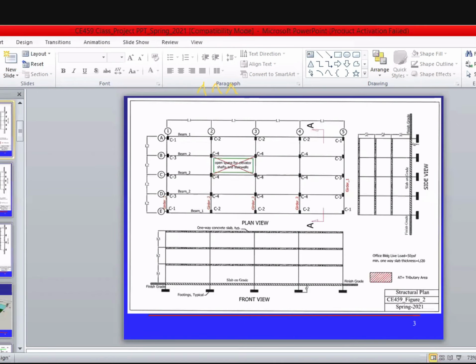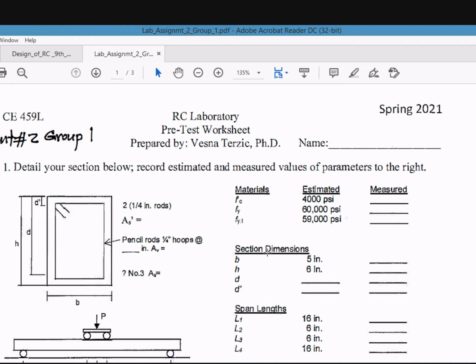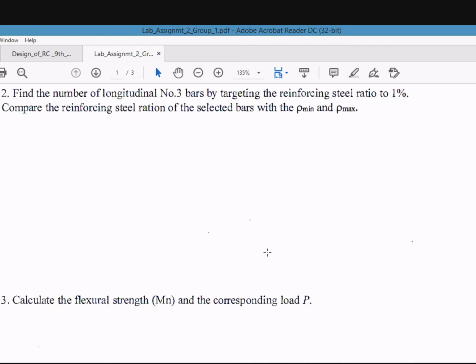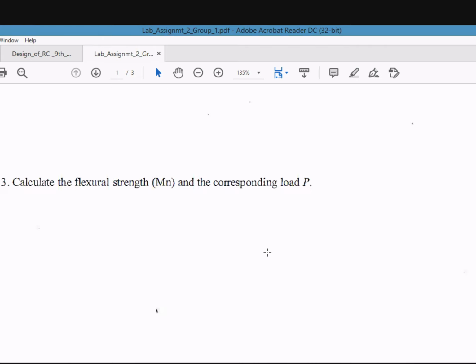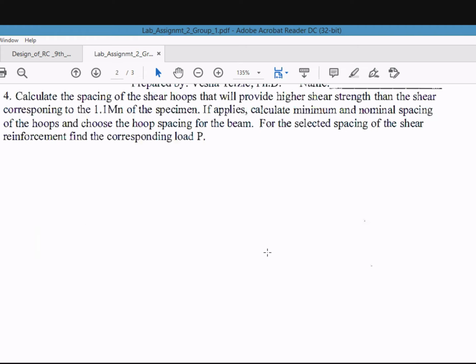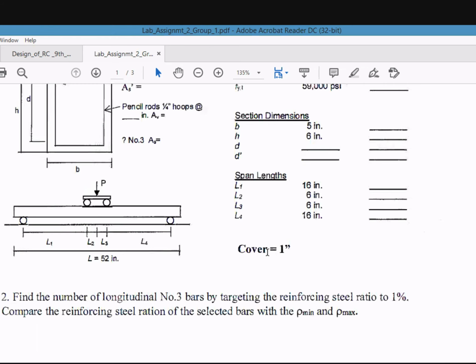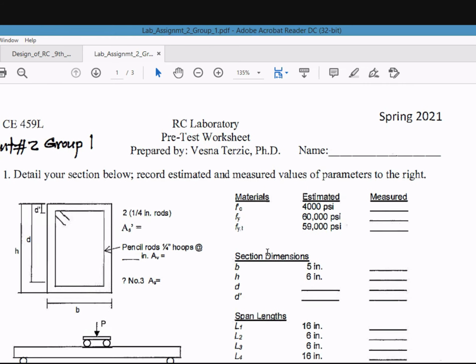So you're saying you don't have this, huh? Exactly, yes. You have assignment number 2, group 1, group 2, group 3. So what you can do, my friend, is use the same as group number 1. Let me double check something here. Yeah, go ahead and use number 1. So 1, 2, 3, and then number 4 will use number 1 again. Okay, thank you. You're welcome.